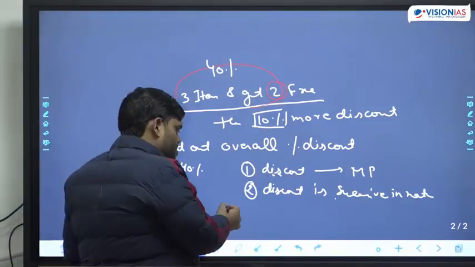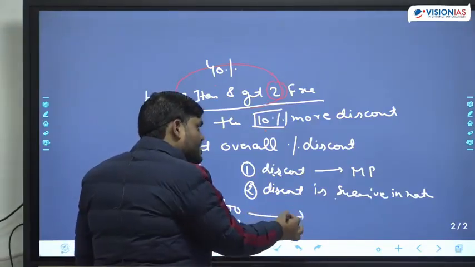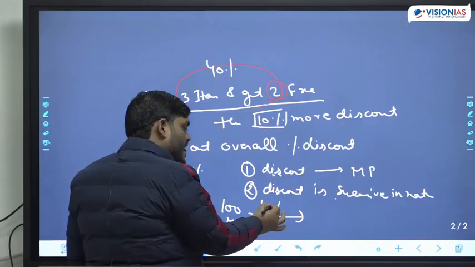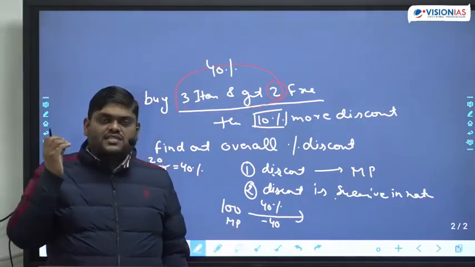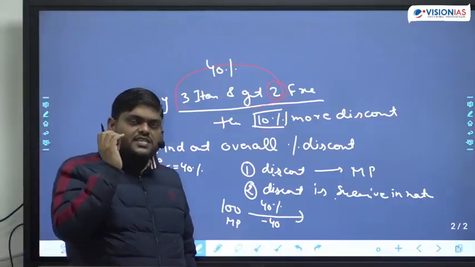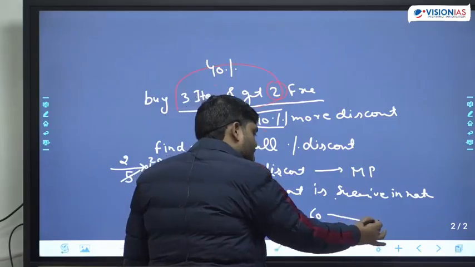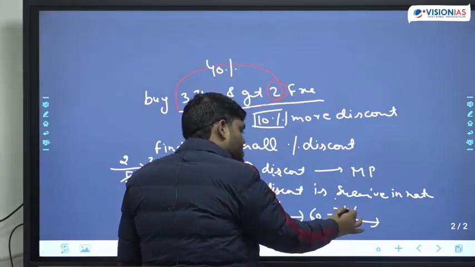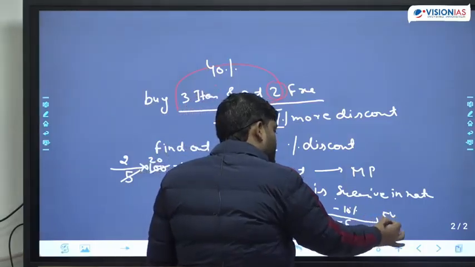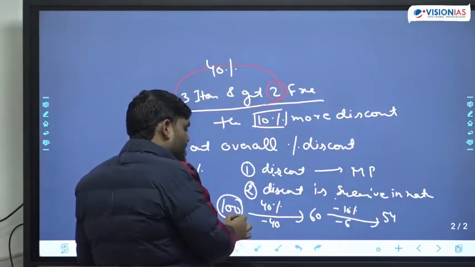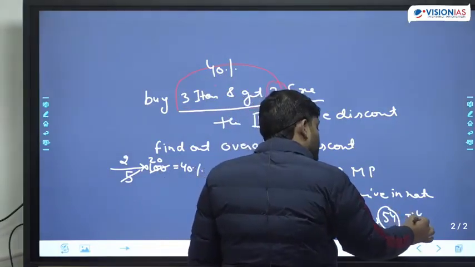How to solve this question? I told you, take mark price as 100. First discount is 40%. Discount means subtraction. As soon as the word discount comes, subtraction should come to your mind. 40% discount, this becomes 60. Then again 10% discount, that means minus 6. This becomes 54. Anything that was 100, now becomes 54. So total discount will be 46%.